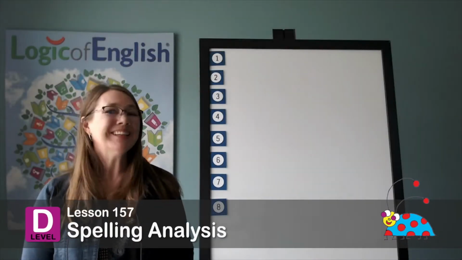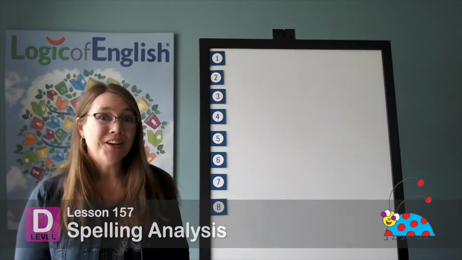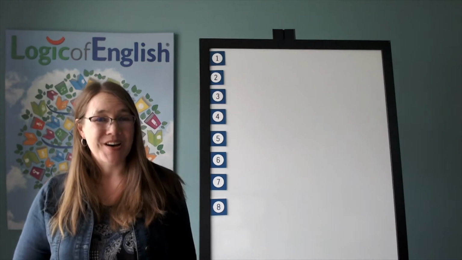It's time for spelling analysis. Are you ready? All right, the first word is claws. The cat has long claws. Go ahead and say claws.